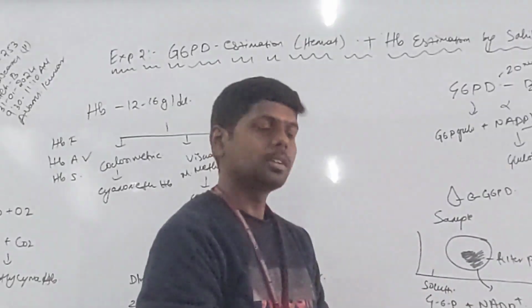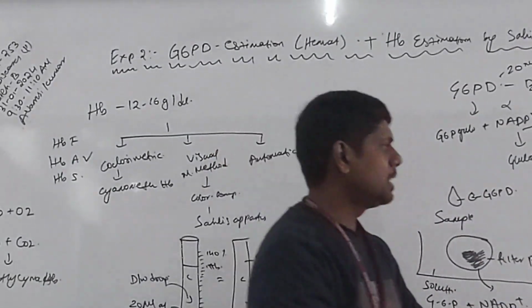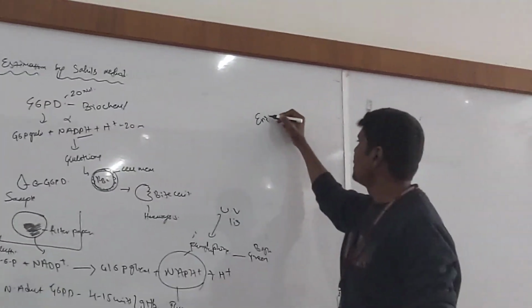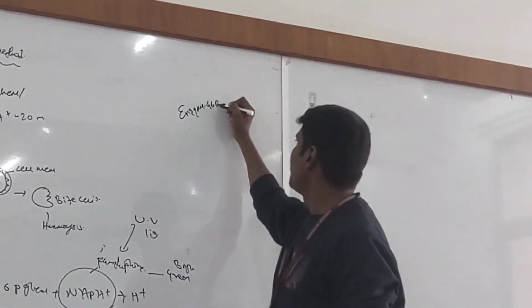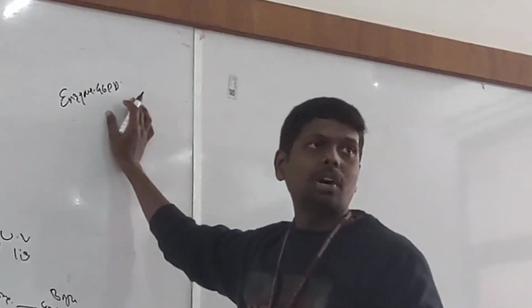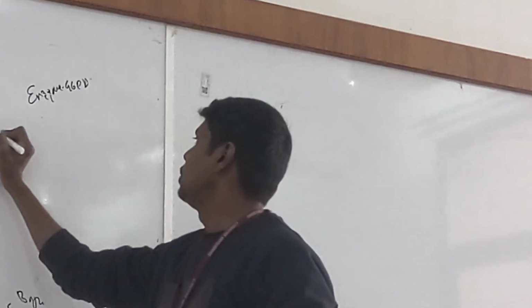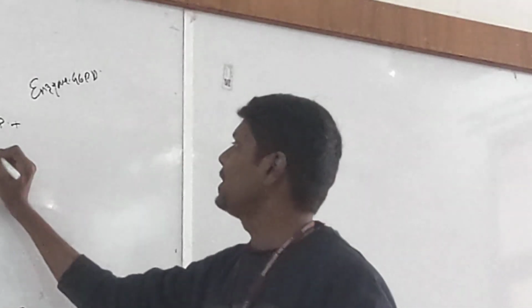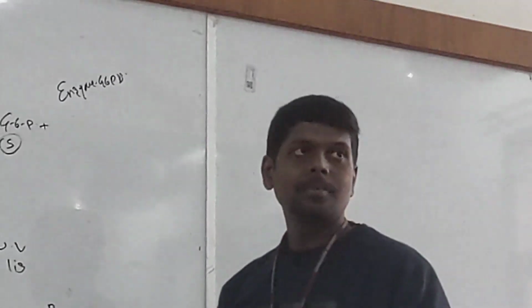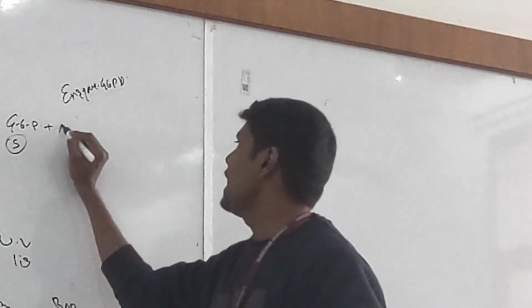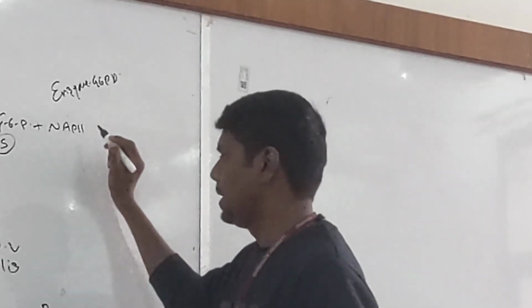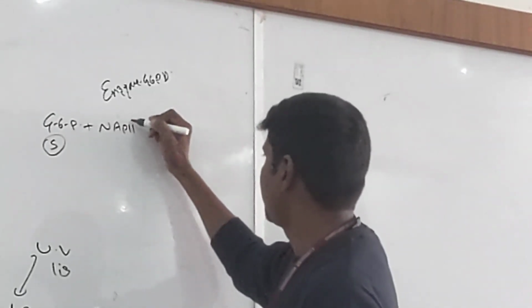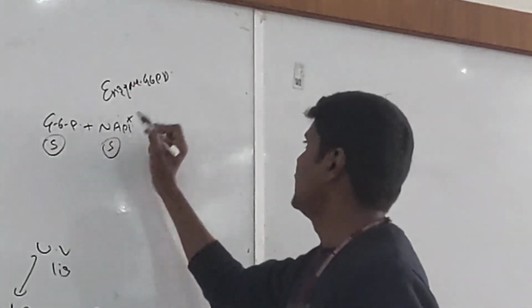Any doubts in this test? This reaction, I will make it very simple. So we have an enzyme. What is that enzyme? G6PD. This enzyme works on glucose 6-phosphate, which is the substrate of this enzyme. It also needs a cofactor, that is NADP plus. These two are the substrates of this enzyme.